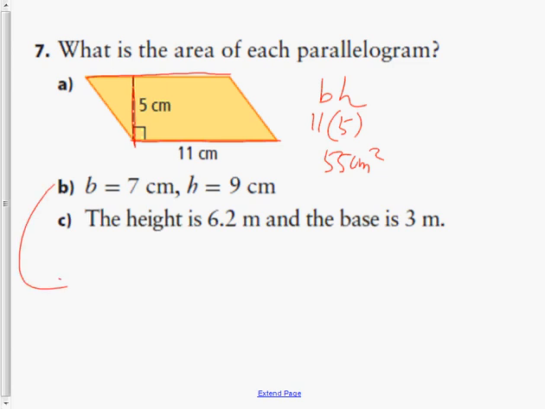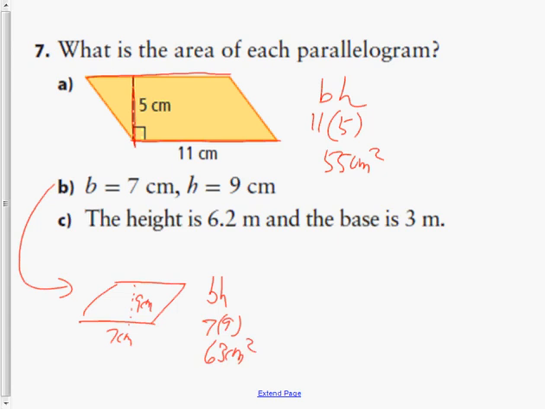Now B is a little bit unique because it doesn't give you the parallelogram, but you could draw it if you wanted to. I'll just draw this one here. The base is 7 centimeters. The height is 9 centimeters. So base times height would be 7 multiplied by 9, which is 63 centimeters squared.